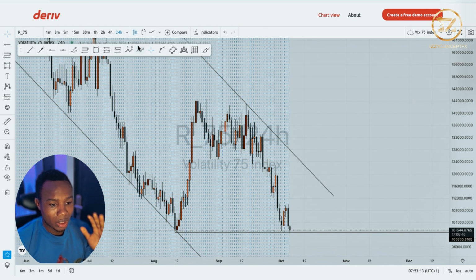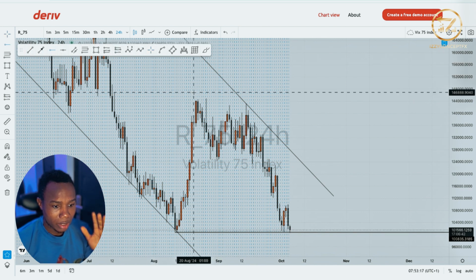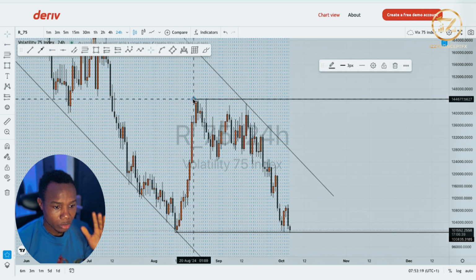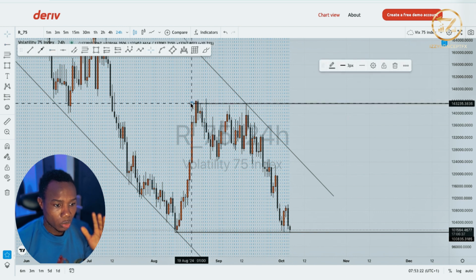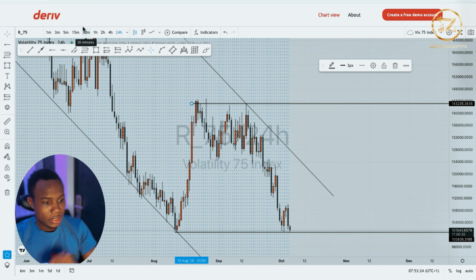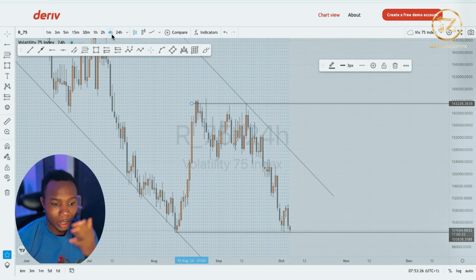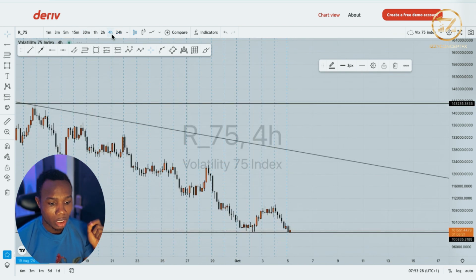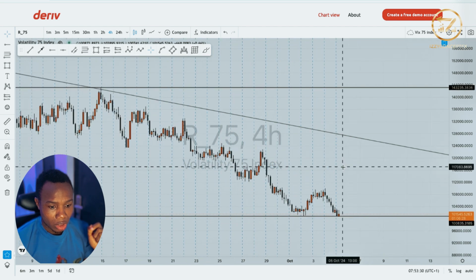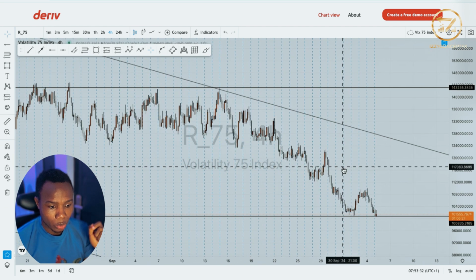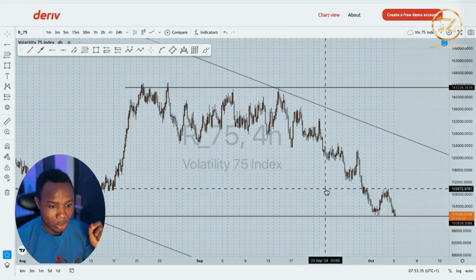So what did I do? I went down to a lower time frame. I also marked out the current high point around here. So we want to see there. You also want to go to a lower time frame, like the 4 hours time frame, and mark out these low and high points. Also mark out your support and resistance zones.